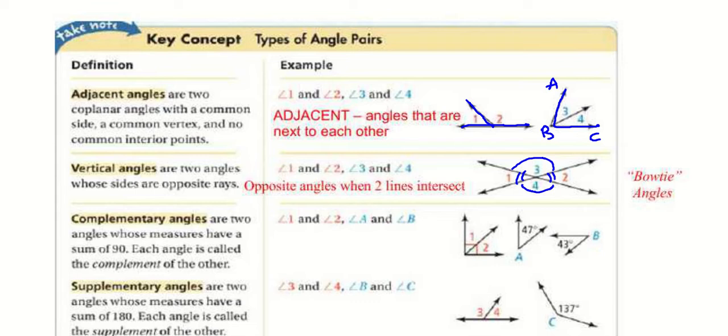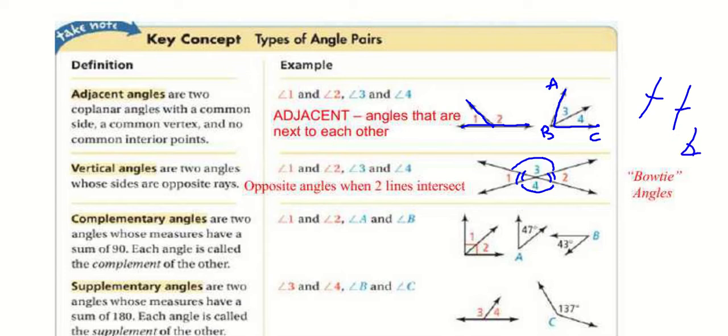So we mark congruence with angles by drawing a little arc. And if I wanted to indicate the 2 sides here, for example, were equal, I would mark it with a slash. So sides get slashes, angles get arcs.